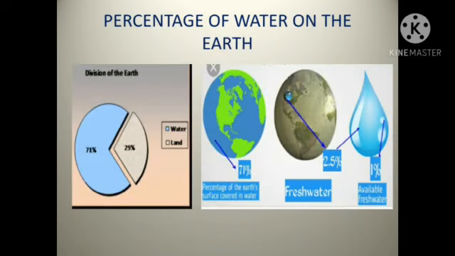Percentage of water on the earth. From this picture, we come to know there is 71% water available on the earth. But from this 71% water, only 2.5% water is fresh water. Means only 2.5% water is available for us. That's why we have to use water economically and carefully.